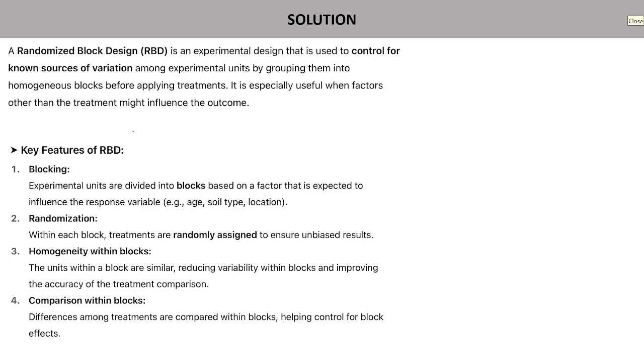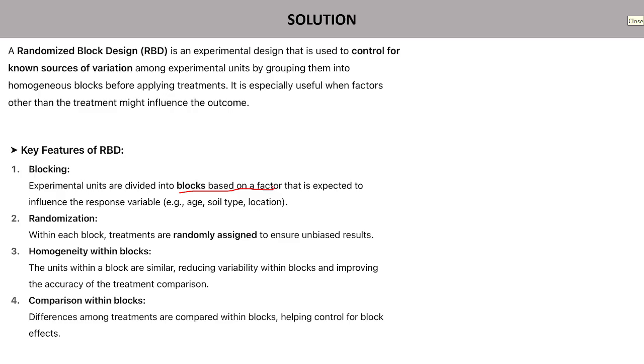So, what are the key features of randomized block design? First is blocking. The experimental units are divided into blocks based on a factor that might influence the response variable. For example, there can be a block of people of different ages, or a field with different types of soil, or a specific location which has different kinds of things.